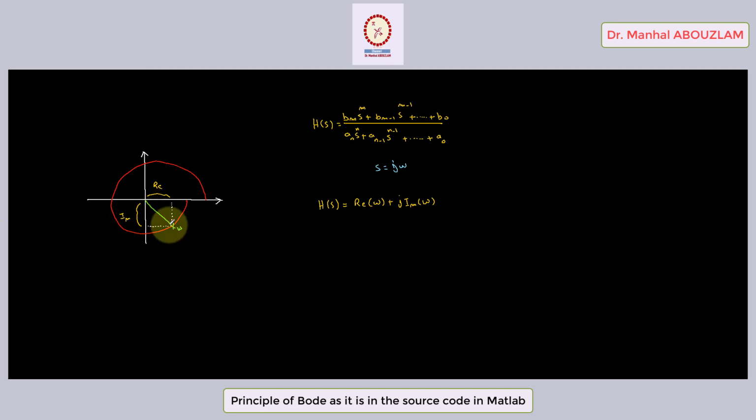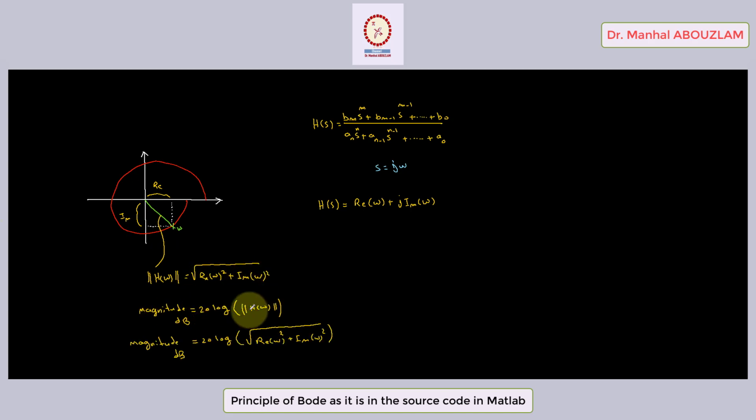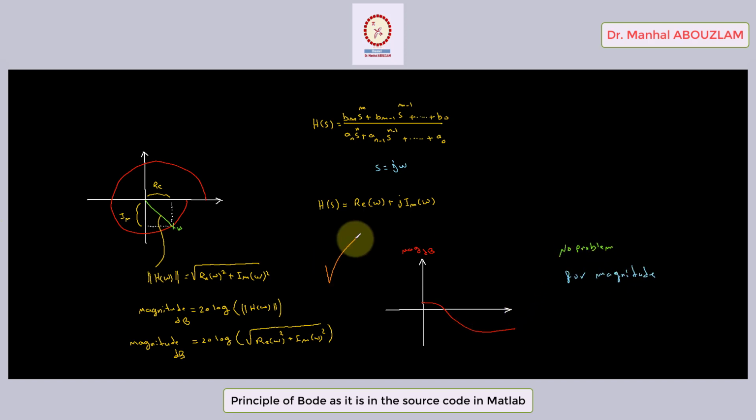As you see here, this length corresponds to the magnitude which is given by this equation, and the magnitude in decibels is equal to 20 decimal logarithm of this length. Now with this equation you can plot the magnitude in decibels as a function of frequency. In fact, there is no problem with this method. You can obtain the same curve that the function Bode in Matlab gives.